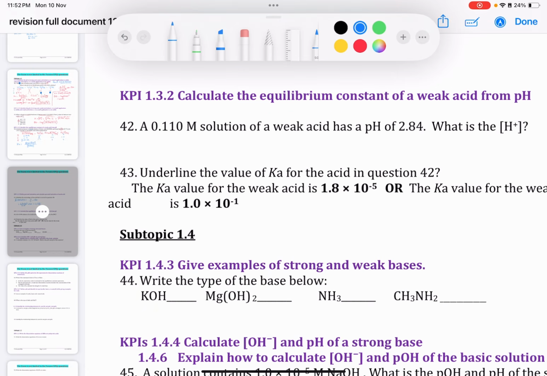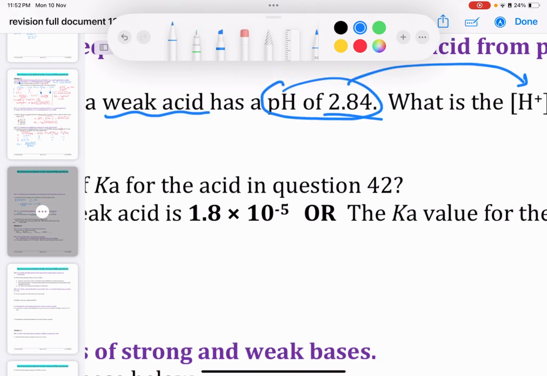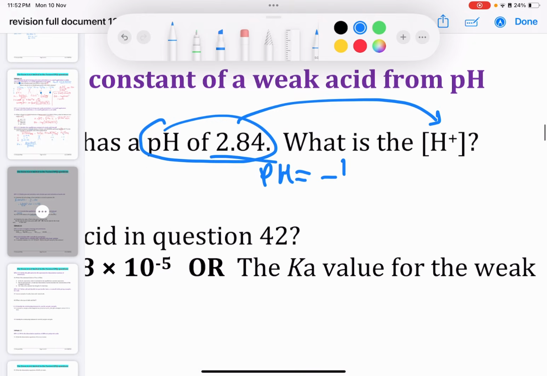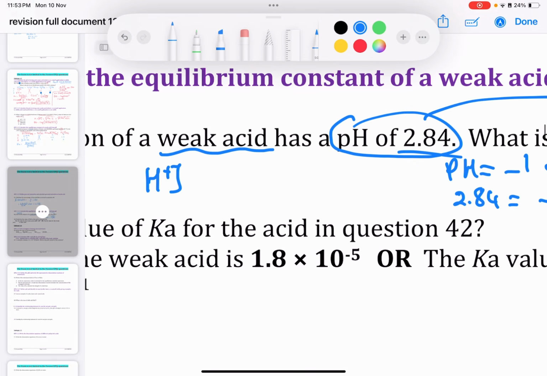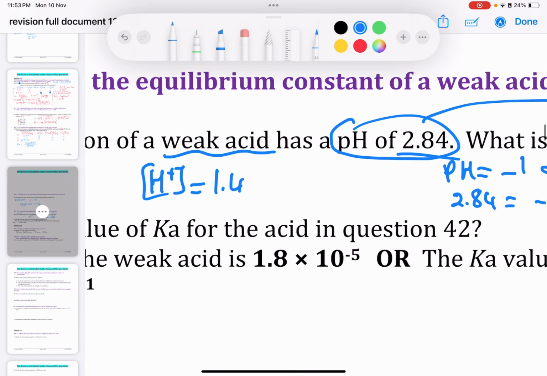A 0.10 molar solution of a weak acid has a pH of 2.84. It is a weak acid, but I do have the pH, so I can simply use the pH to get the H plus and ignore the given concentration because pH is given to me. So pH is minus log H plus, so 2.84 equals minus log H plus, and we get H plus to be equal to 1.4 times 10 to the power negative 3 molar.